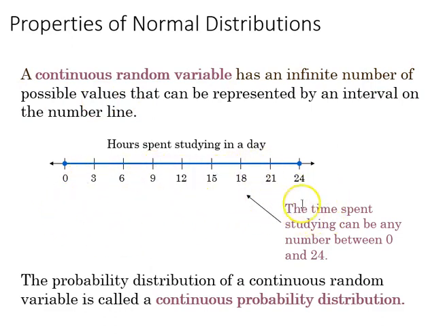And so this is what we're looking at. The time spent studying, for instance, can be any number between 0 and 24, including fractions of hours into minutes and so on. So the probability distribution of a continuous random variable is called the continuous probability distribution.